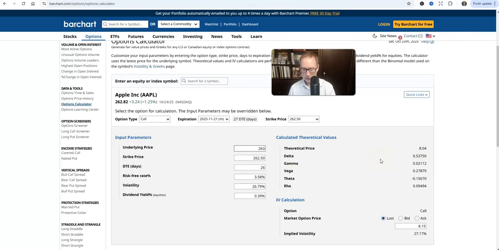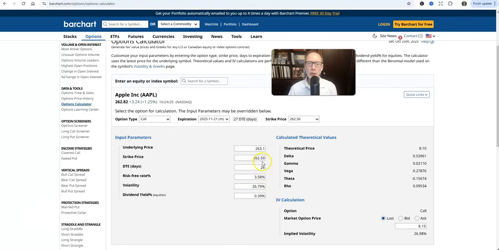So 263.10. Okay. So basically, Apple stock price had to go up to 263.10, which was about a 50 cent upwards movement, just to get yourself back to break even with 1 day knocked off. Okay.